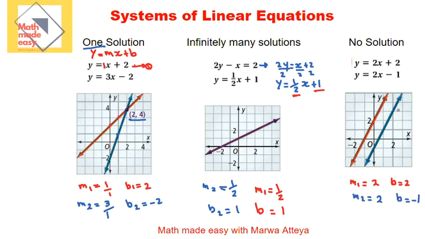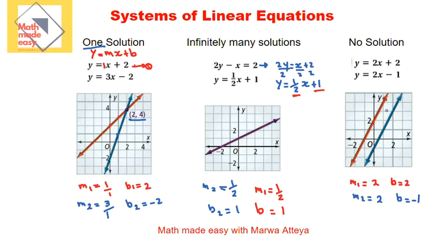Now when you graph those two lines, you will see that both lines are parallel to each other. If these two lines are parallel, they will never meet. They will never intersect in a point. If they don't intersect ever, it means this system has no intersection point, which means this system has no solution.